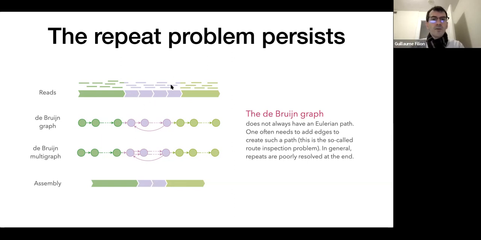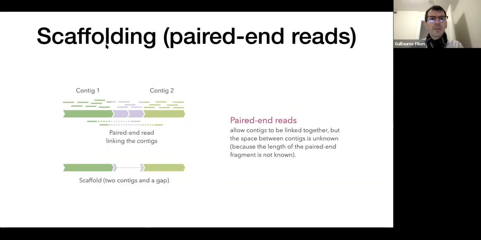But if you had 4 repeats, not just 2, then you're missing 2 repeats. You haven't discovered them at all with that method. That's what I mean. So this is the so-called route inspection problem. You can just add these extra edges and then find a new path in that graph. But in general, repeats are still poorly resolved at the end. You go from this to only 2 repeats. You haven't completely solved the problem, even though you have been able to go through it in much less time than with the previous method.